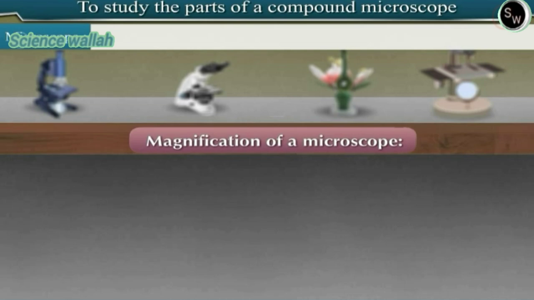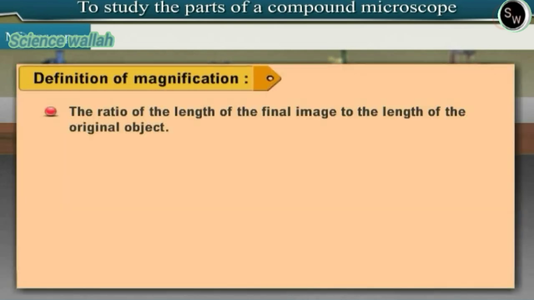Magnification of a microscope. The magnification may be defined as the ratio of the length of the final image to the length of the original object. Suppose the length of an object which is seen through low power objective, that is 10x power, and an eyepiece with similar 10x power is 1 mm, then the length of the final image that is formed will be 1 into 10 into 10, that is 100 millimeters in length.